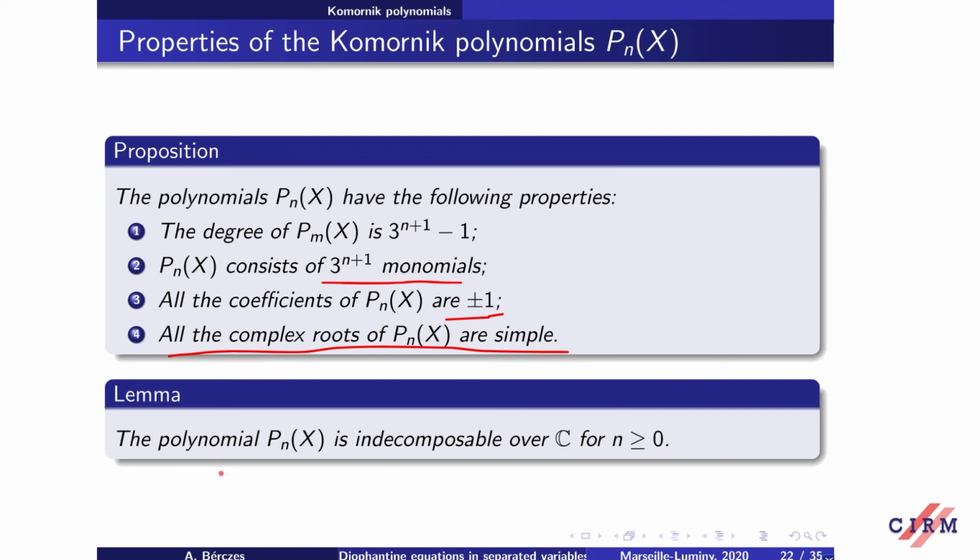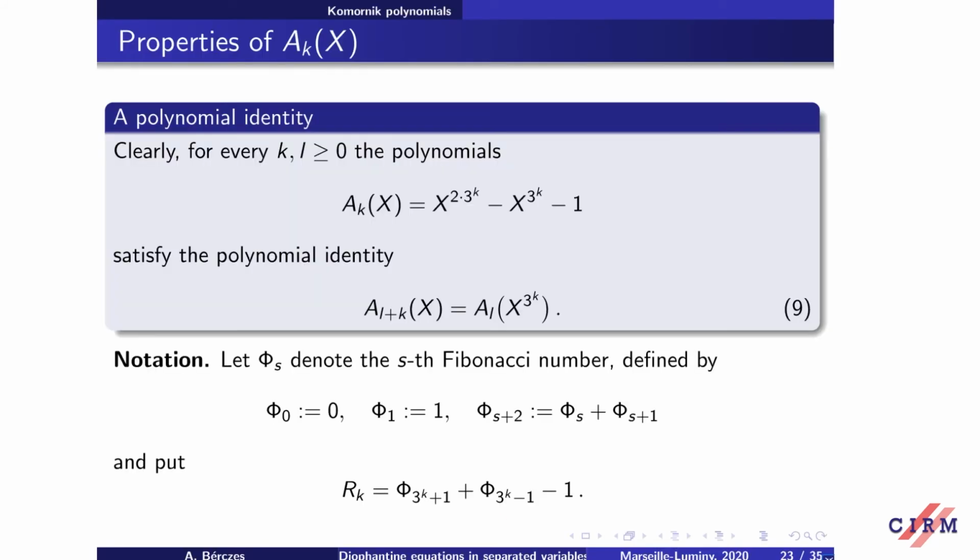The first important result concerning Komornik polynomials is that they are indecomposable over C. And this helps us to apply the Bérczes theorem later. But for the moment, let us see a few more properties of A_k(x). In principle, there is a polynomial identity: A_(L+k)(x) = A_L(x)^(3^k).